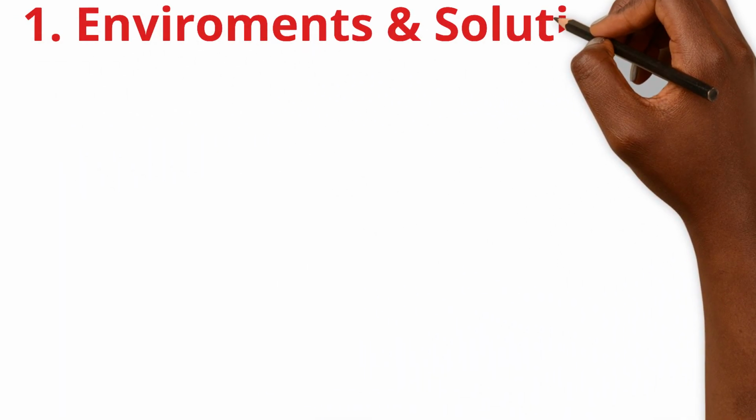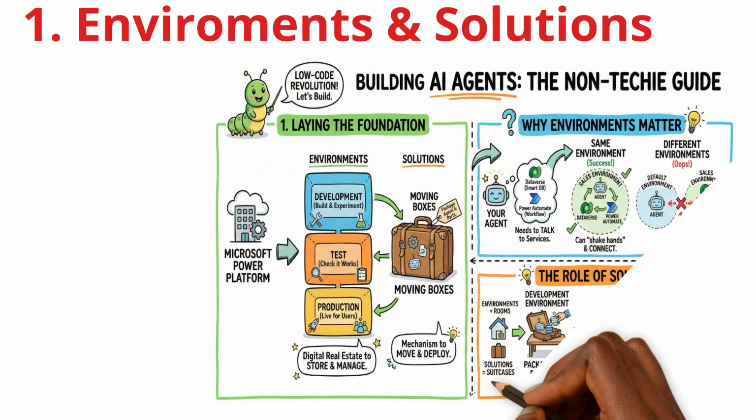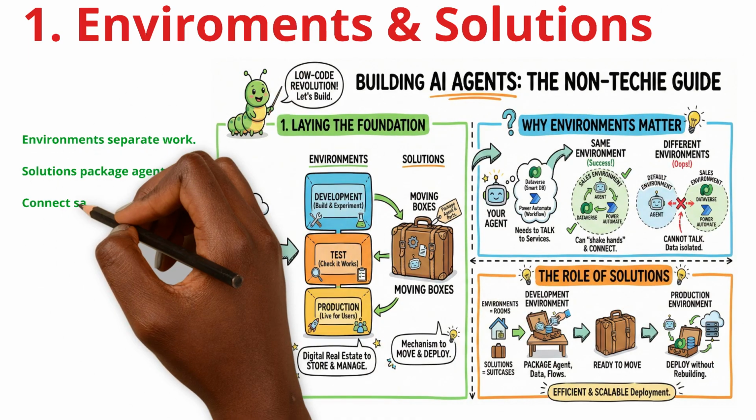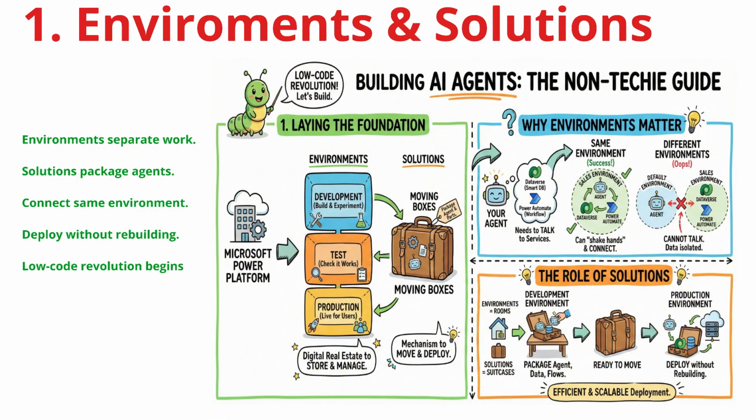Welcome to the non-techie guide to building AI agents. Join the low-code revolution. First, we must lay the foundation within the Microsoft Power Platform using environments and solutions. Think of environments as your digital real estate, distinct spaces used to build in development, check your work and test, and go live in production. Solutions are like moving boxes or suitcases used to package your agent and its parts so they can be moved easily. Why do environments matter?